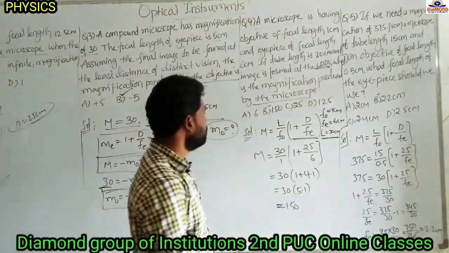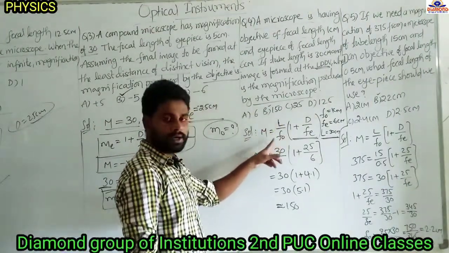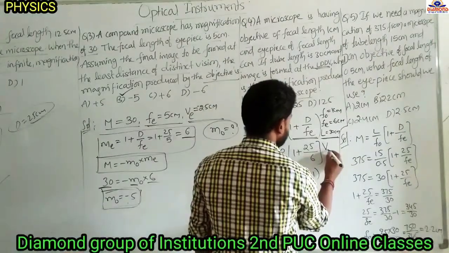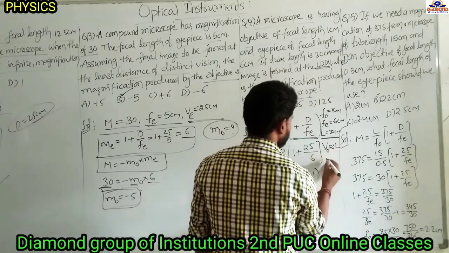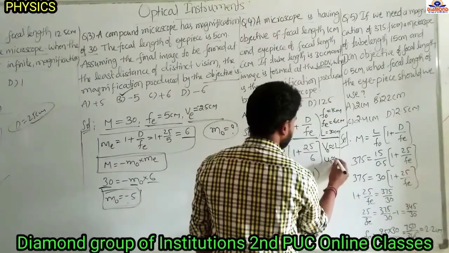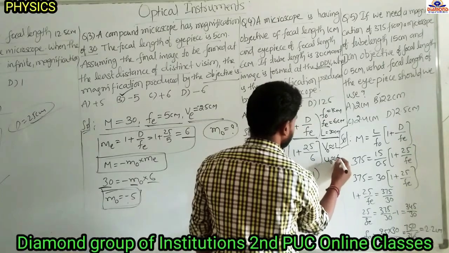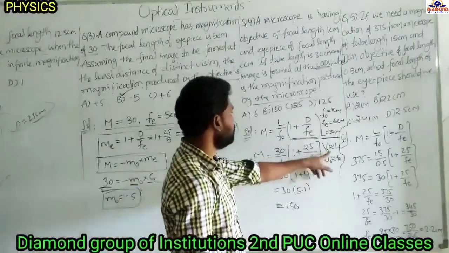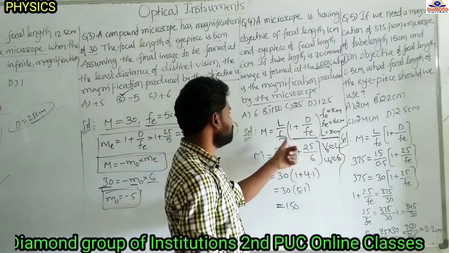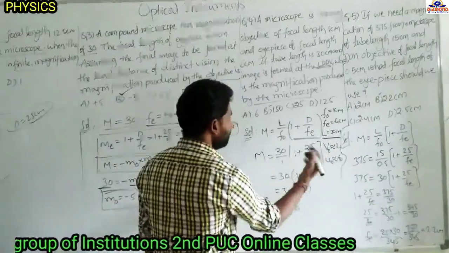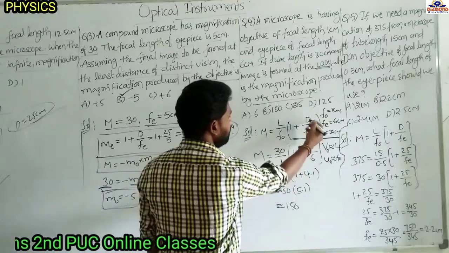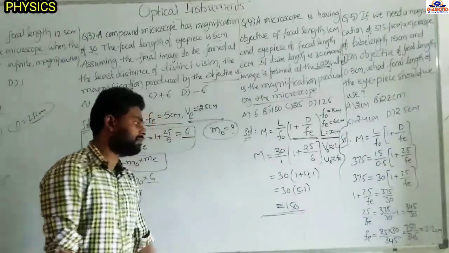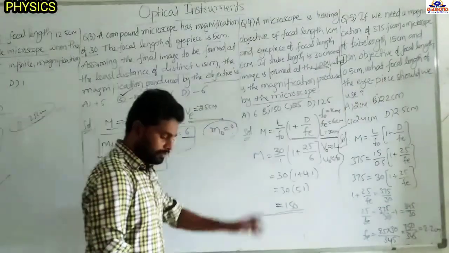One more thing: actually we have V naught by U naught here. If the image distance of the objective lens is almost equal to the length, and the object distance for the objective lens is almost equal to the focal length, then I gave this formula also. In place of V naught we substitute L, and in place of U naught we substitute f naught. Now substitute the values: L given, f naught given, D value we know, F E given as 6. After simplification we get the magnification power as 150. Easy problem, just remember the formulas only.